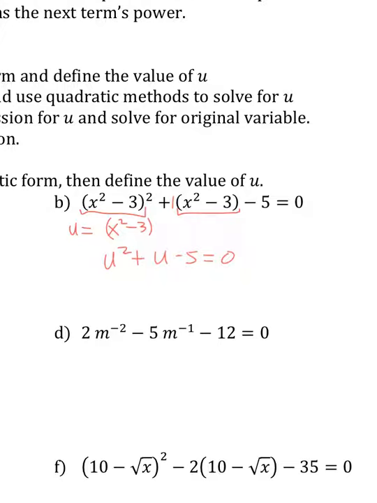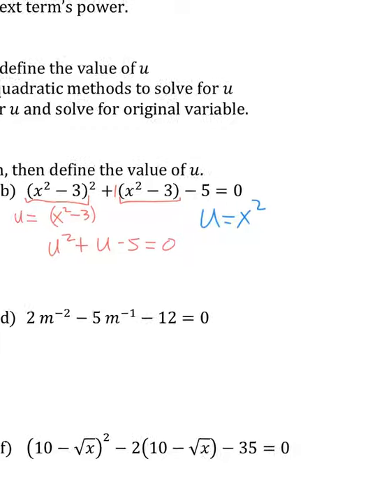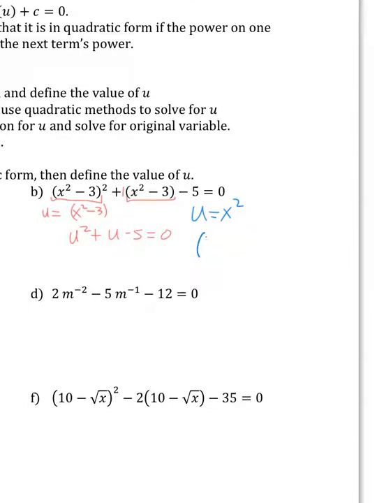If we said, well, let's make u equal to x squared, that would just get us to here: u minus 3 squared plus u minus 3 minus 5. If we swapped out u for x squared, it wouldn't do much for us. So this was a better choice. All right, how about the next one there?